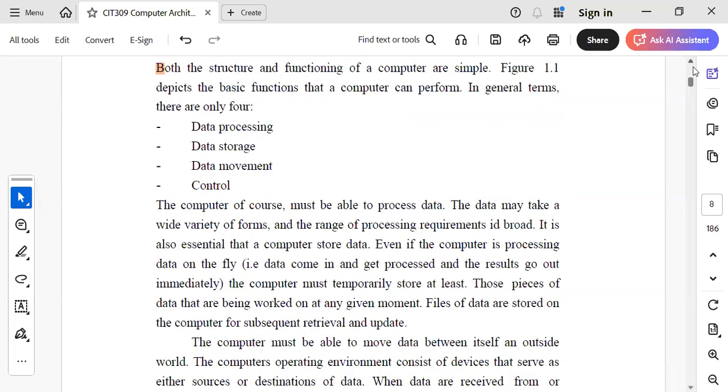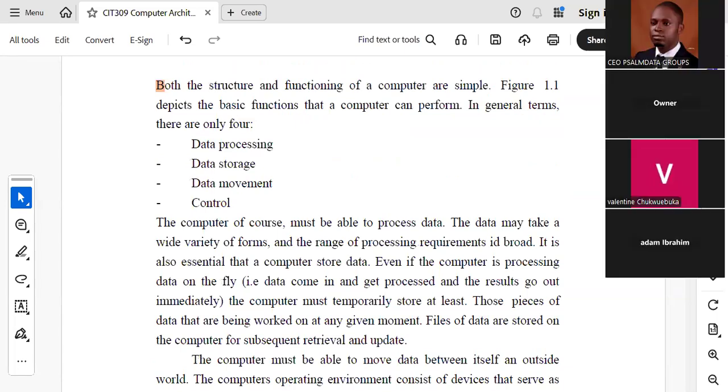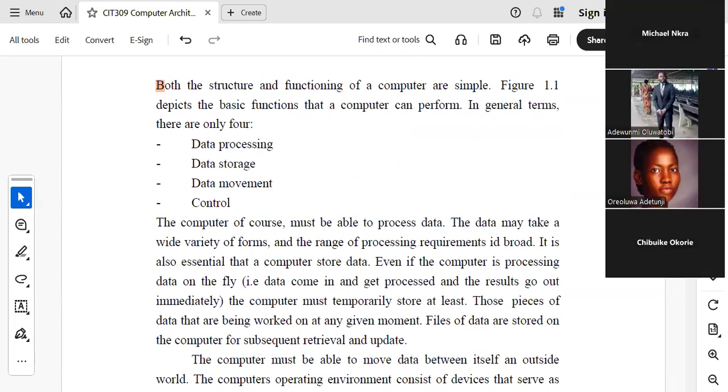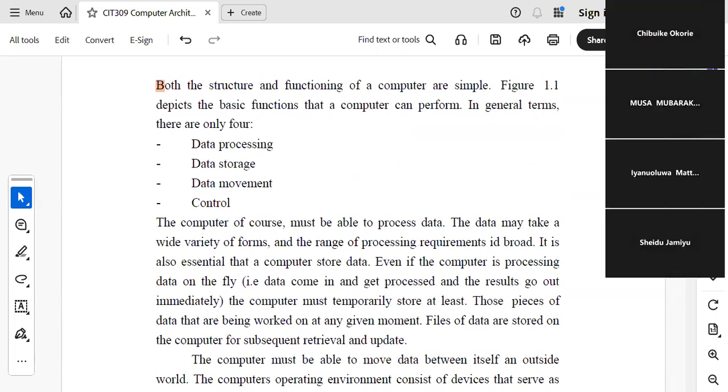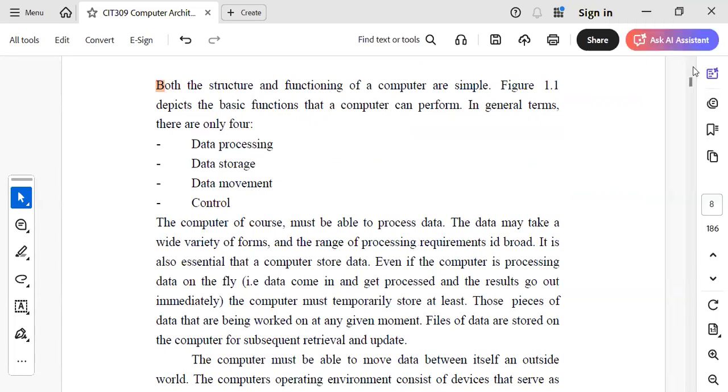So let's use the first person here. Okay, Owner. Thank God your name is Owner. You will take the first paragraph of today's class and explain. You remember the way we did it in the last class. You read it and you explain based on your own knowledge. Then the general class will contribute based on their own knowledge too, if there is any contribution. So Owner, please, over to you. You have to take from both the structure and functioning.